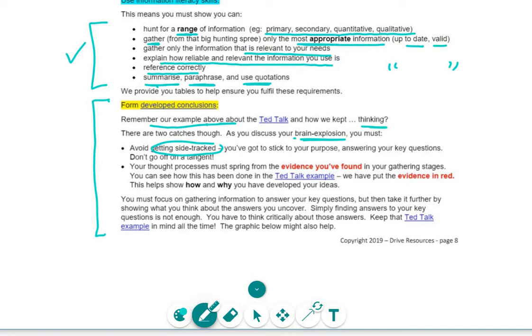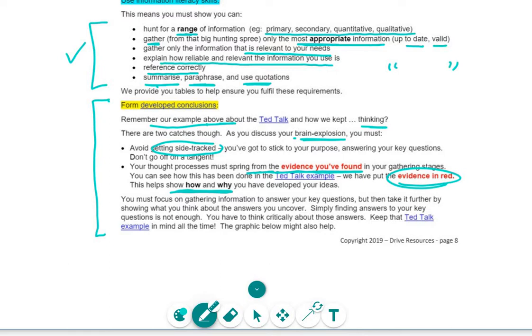Your thought processes must spring from the evidence that you found, as we talked about before. You can see how this has been done in the TED Talk example, and as I said, the evidence is in red. So just keep going back to that TED Talk example and you will be fine. When you use evidence, it helps show how and why you've developed your ideas. You're not just plucking them out of the air. Look, I know this because this guy said so.